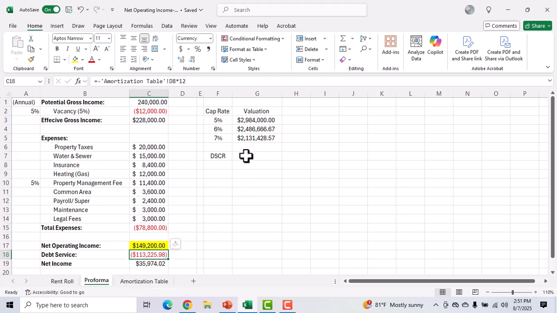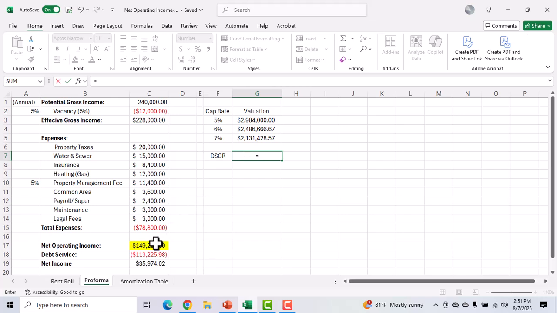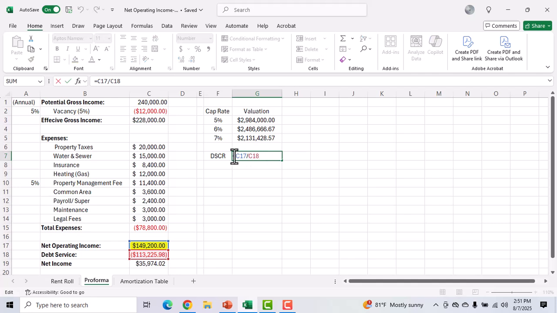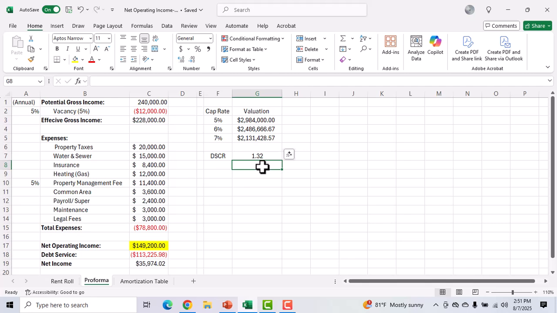So what I'm going to do now is I'm going to click into this debt service coverage cell, and I'm going to take this number and divide it by my debt service. Again, I'm taking my net operating income and I'm going to divide it by my debt service. And once I've done that, you'll see here that I now have a debt service coverage ratio of 1.32.